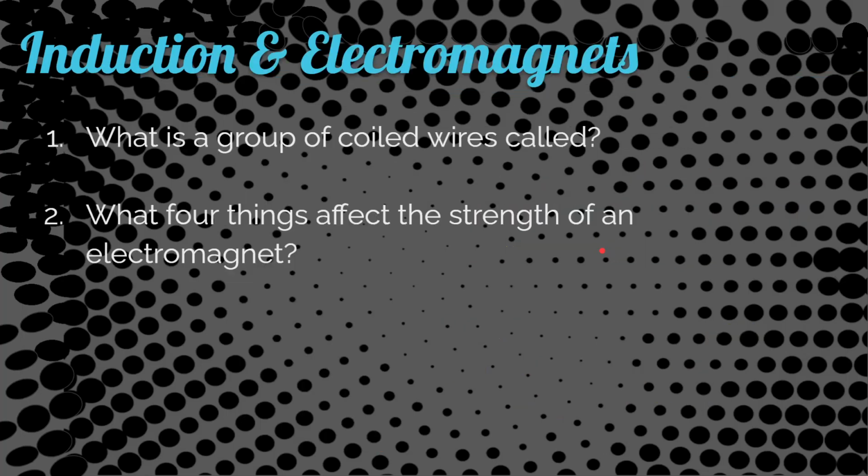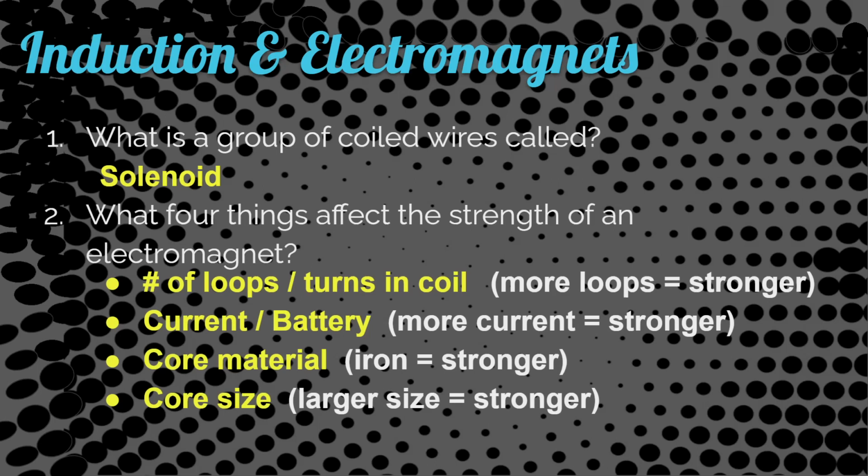All right, so just to review some of this stuff real quick because we're pretty much done. A group of coiled wires we said was called a solenoid. There are 4 things that affect the strength of an electromagnet. You should already have these in your notes, but the number of loops or turns in your coil, the more of them you have, the stronger that electromagnet will be. The current flowing from your battery, the more current you have, the stronger that electromagnet will be.